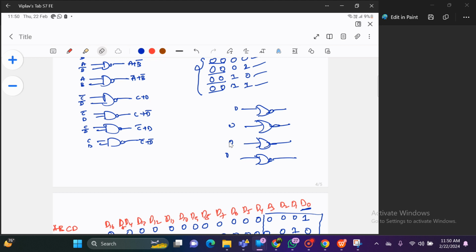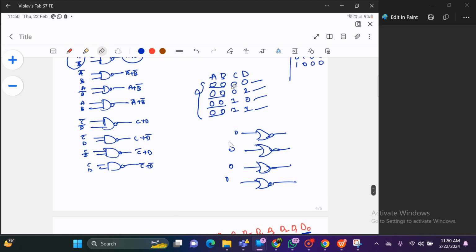Another input we are having is 0 0, then 0 1. Whatever you are getting you have to write here. So now what is that you are getting? C plus D. C is 0 and D is 0, so you will be getting 0 for the NOR.